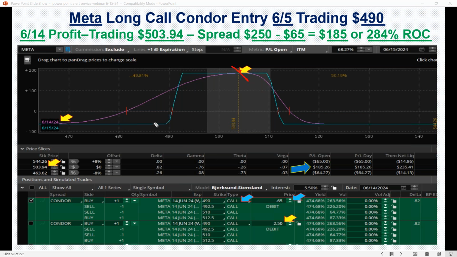You can see here was your long call right there at 490. Here was the short call part of it, and then we sold the other call way out here, bought that call, and it went out right there. So perfect. 65 bucks debit to a max profit of 250 on the debit spread. So this was up 185, or a 284% return.